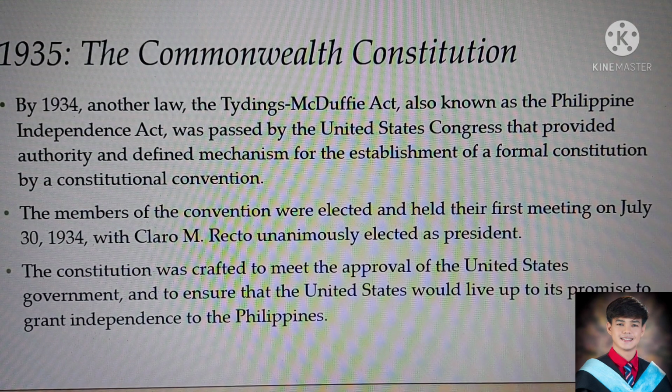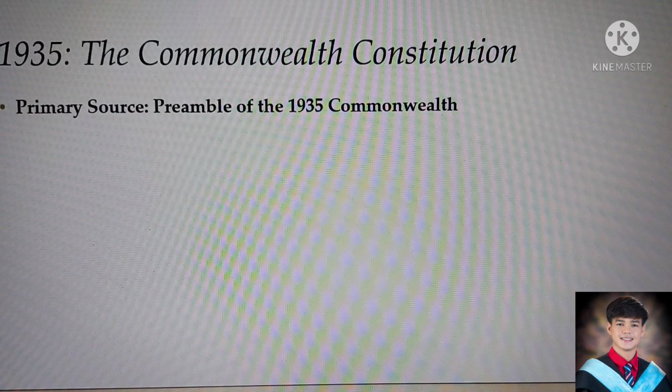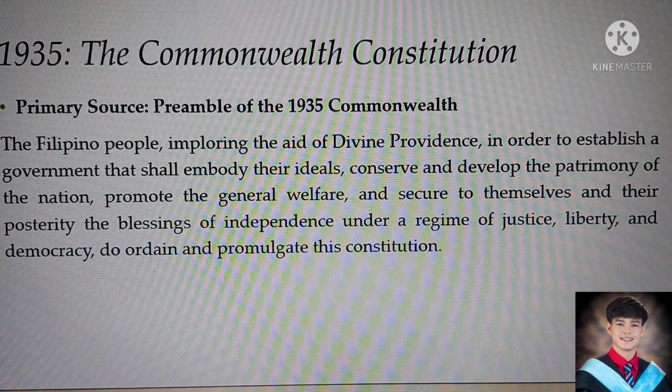The Constitution was crafted to meet the approval of the United States government and to ensure that the United States would live up to its promise to grant independence to the Philippines. Source: Symbol of 1935 Commonwealth. The Filipino people, imploring the aid of divine providence in order to establish a government that shall embody their ideals, conserve and develop the patrimony of the nation, promote the general welfare, and secure to themselves and their posterity the blessings of independence under the regime of justice, liberty, and democracy, do ordain and promulgate this Constitution.